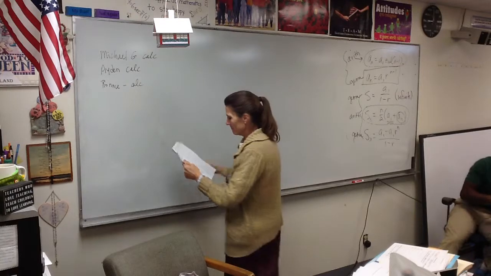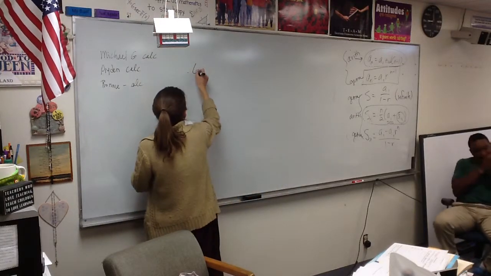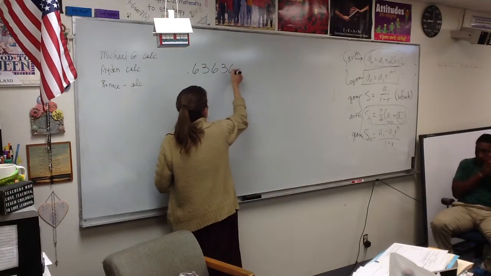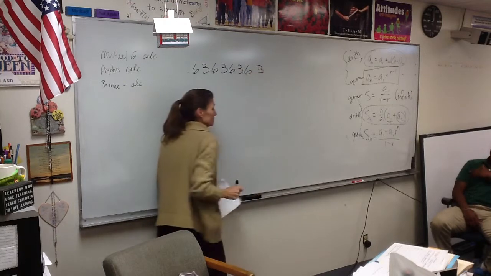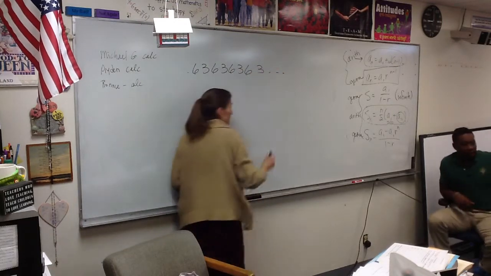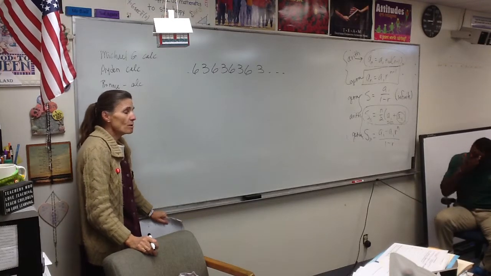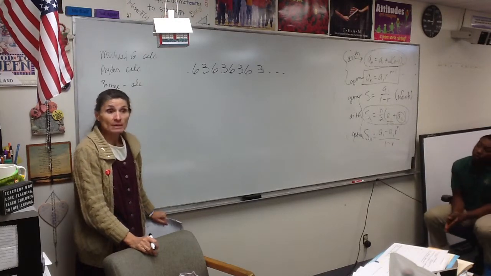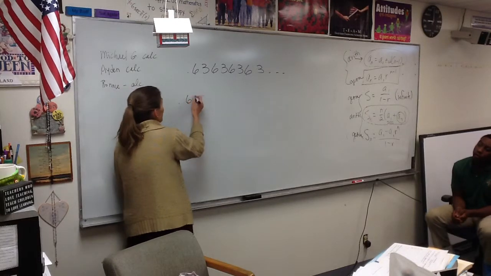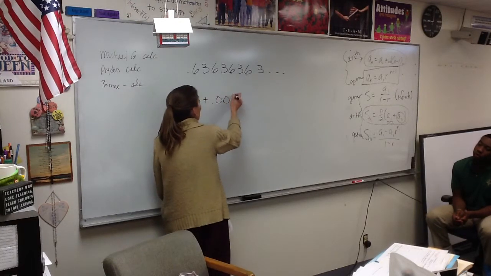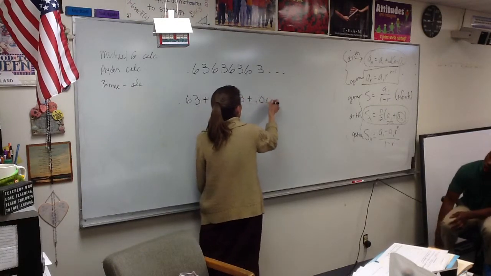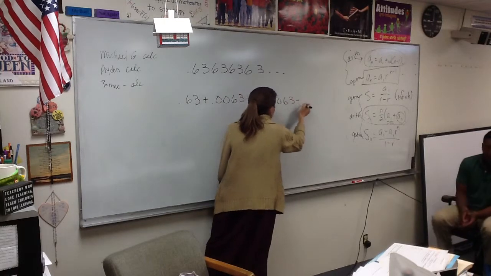Next problem. 0.63636363. Oh, that's a funky number. Now, if we rewrote this as a series, it would be 0.63 plus 0.0063, 0.00063, and so on.